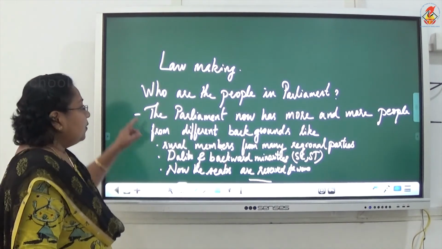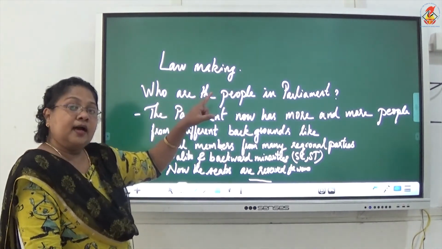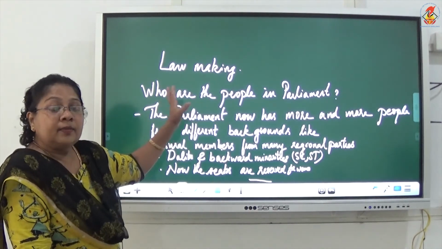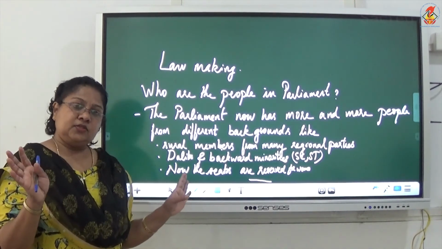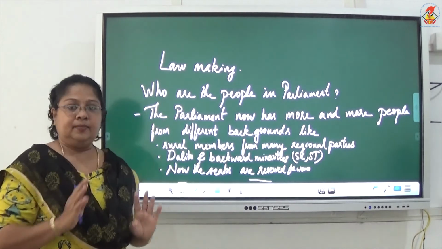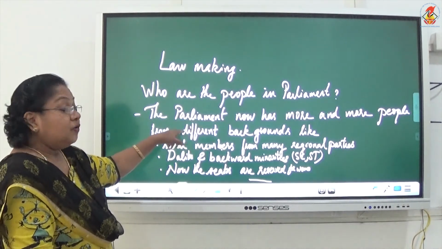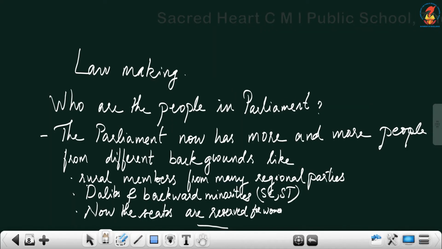Clear? Now, coming to the last section of the topic, that is with regard to the people. Who all are the people? Representatives of the people in the parliament. So all sections of society have equal representation in the parliament. The parliament has more and more people from different backgrounds. For example, there are members from the rural areas who represent different political parties. Then there are Dalits, SC, ST, people from the backward classes who are suffering marginalization. Historically they have been marginalized. They have been set aside from the mainstream.